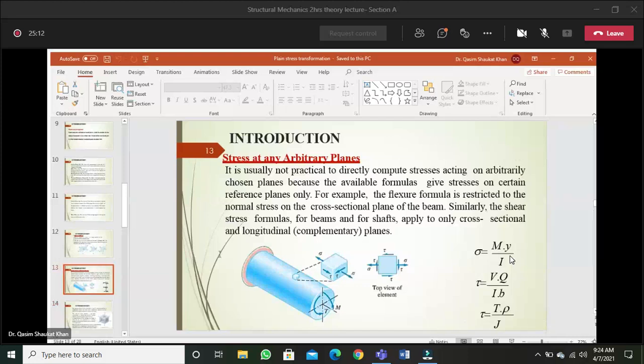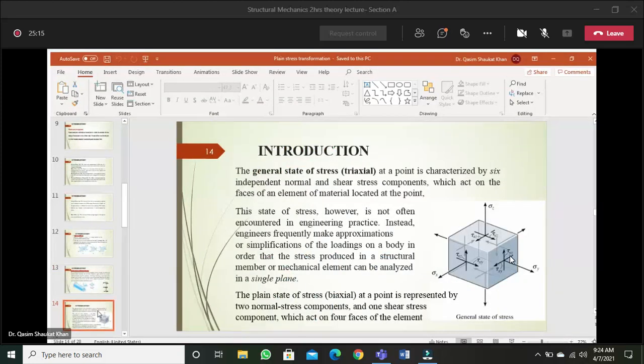So this was just very simple. Now we will come to the main point: how normal stresses and shear stresses are produced and how they can be computed in manual calculations.